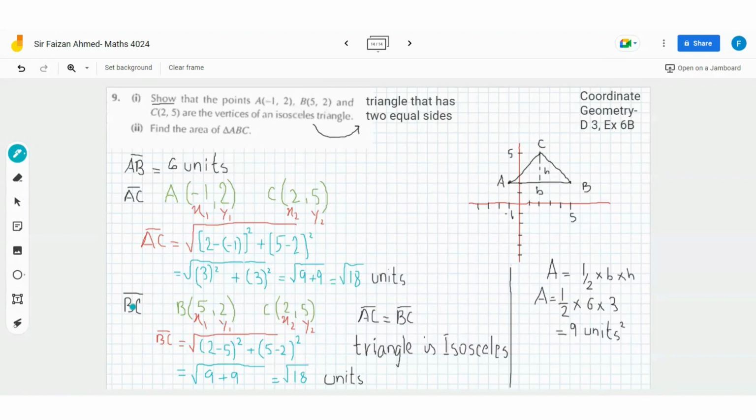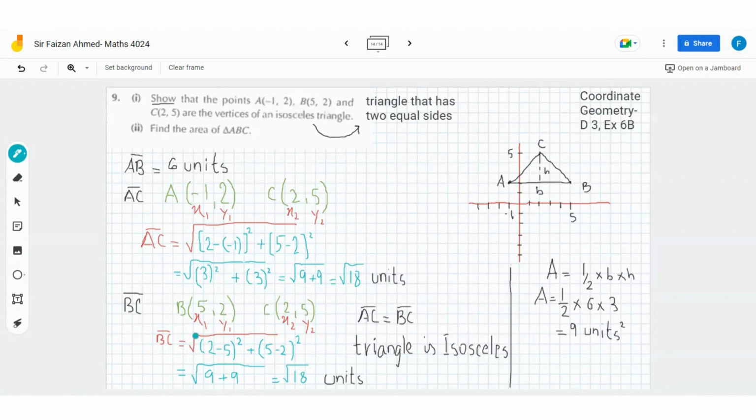But since I have used the same method in the whole chapter, that I use the first point. This is BC, so B is my first point and C is my second point. So I will just label B as x1 and y1 and C as x2 and y2. But if you want to change the sequence, it doesn't matter, the answer will be the same.